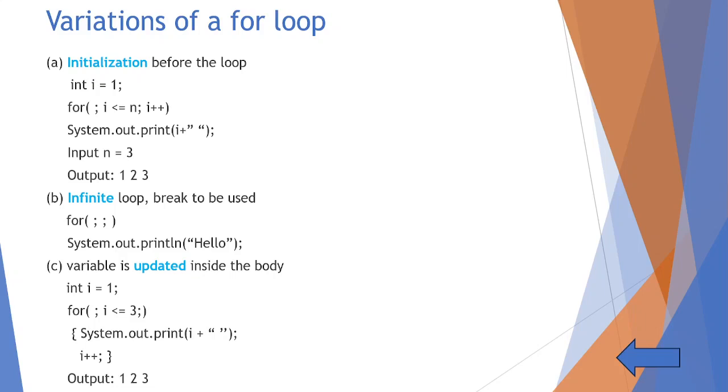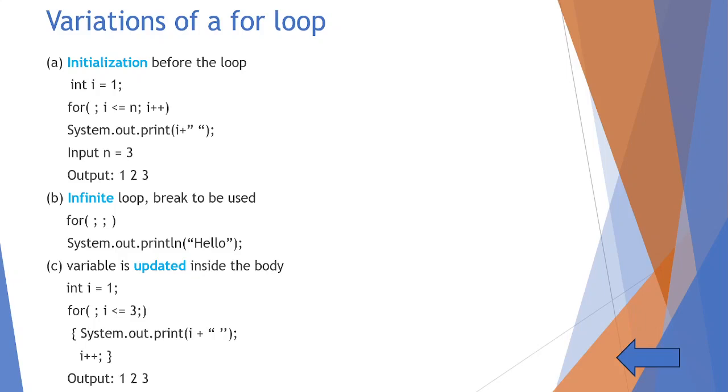i less than equal to n condition, semicolon, i plus plus. Based on this for loop, there is one statement, body, system.out.print i plus some space. So if input n is 3, this for loop works 3 times, fourth time false. All 3 times it is printing whatever is there in i. 1, then 2, then 3. All 3 are printed, 4 false comes out.